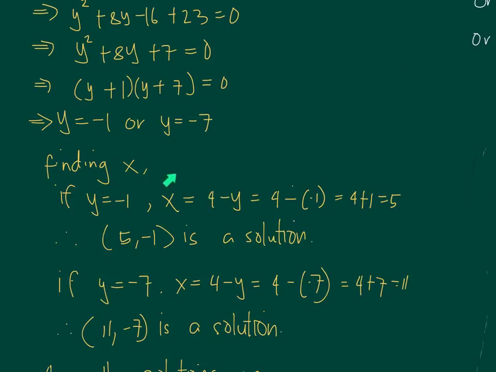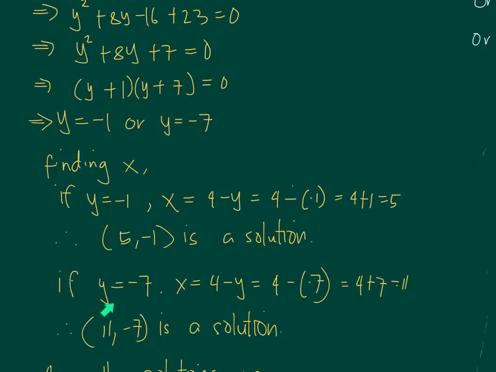So using each y that we got here, y is equal to negative 1. So this becomes 4 minus negative 1, and 4 minus negative 1 is 4 plus 1, which is equal to 5. So when y is negative 1, the x is equal to 5. So x is written first before the y.